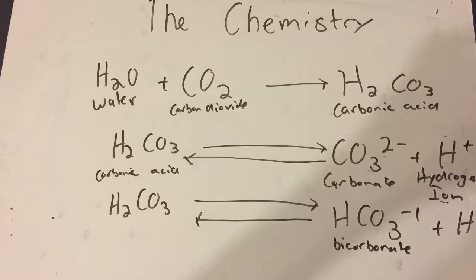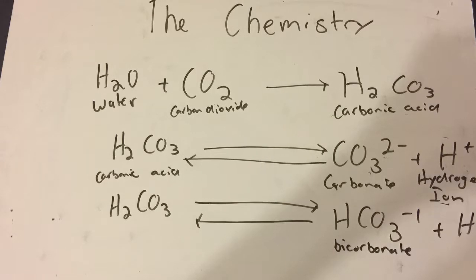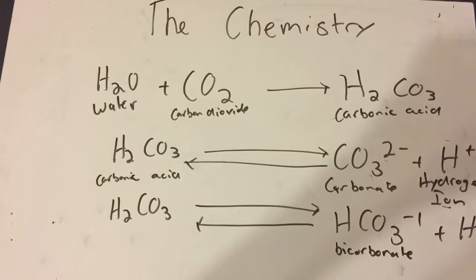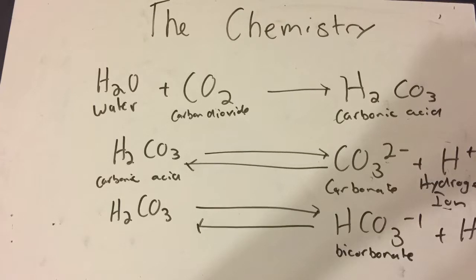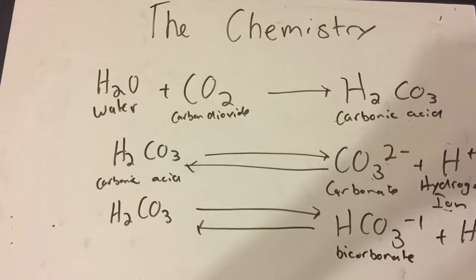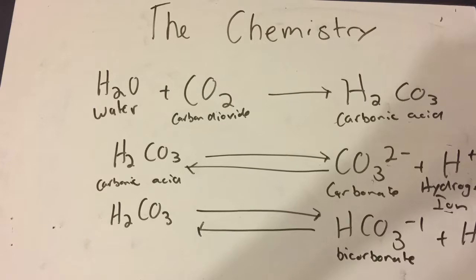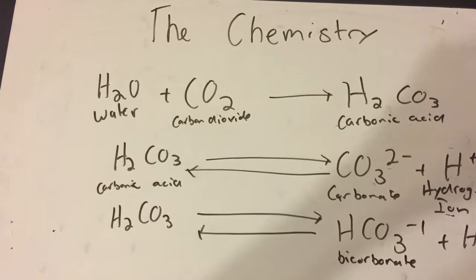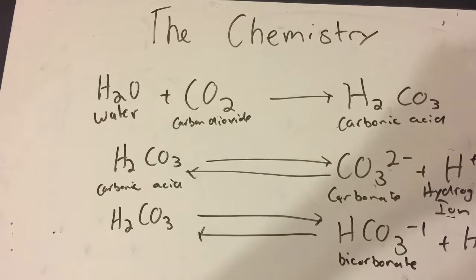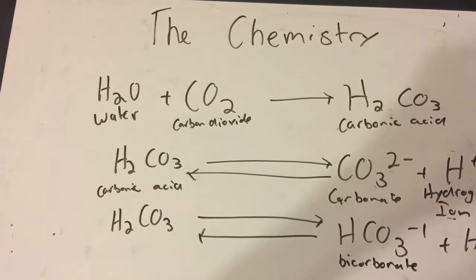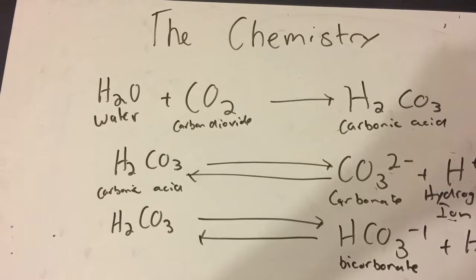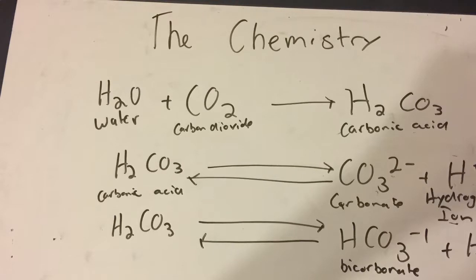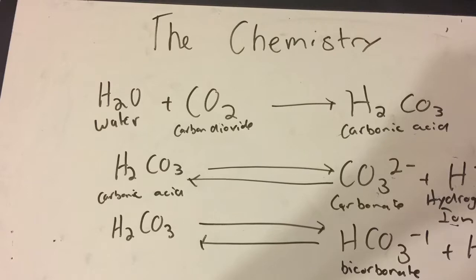So, the chemistry behind acidification is water chemically reacts with CO2 to create carbonic acid. Then the carbonic acid dissociates in an equilibrium reaction to create carbonate and hydrogen ion. There's another reaction which carbonic acid dissociates to bicarbonate and hydrogen ion.